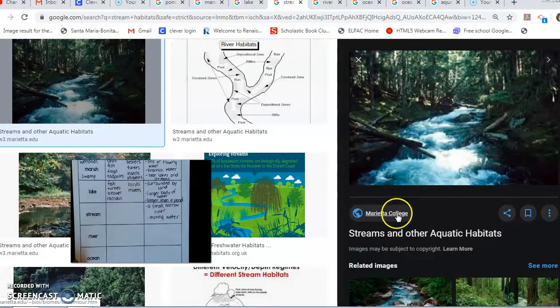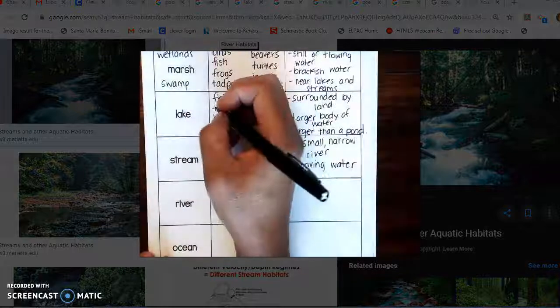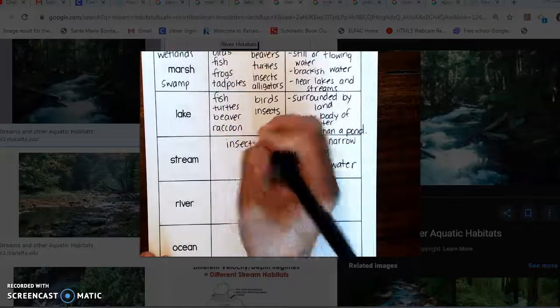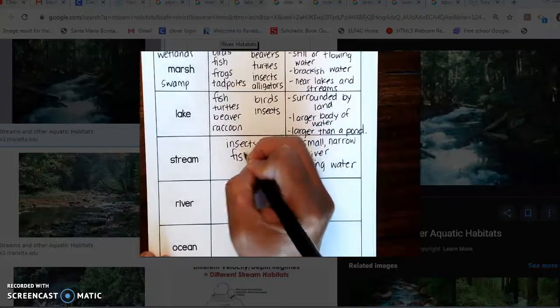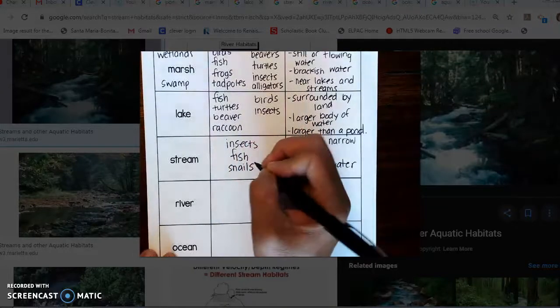Look at that. Okay, so the types of animals we're going to find here are insects, of course. All of these places have insects. Fish, of course, because it's an aquatic habitat. And one in particular, some snails.